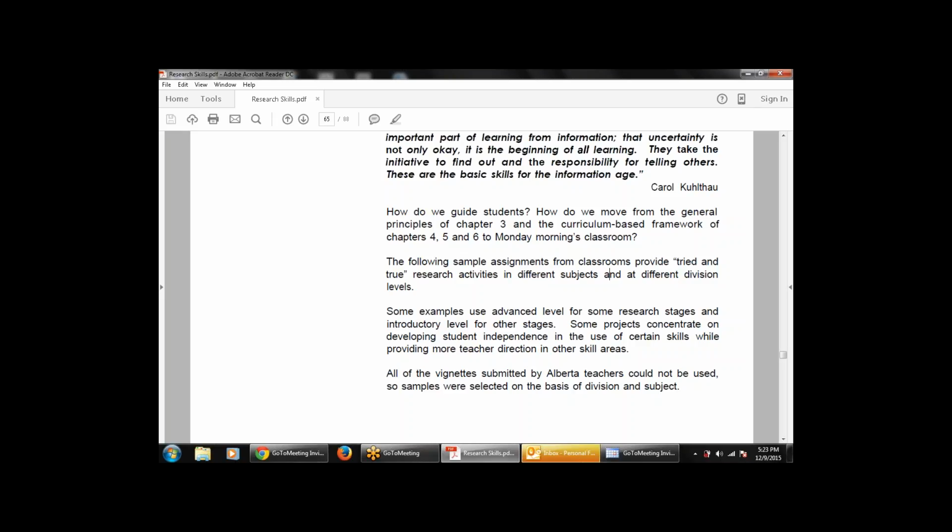Some projects concentrate on developing students' independence in the use of the skills while providing more teacher direction in other skill areas. Whatever the skill area, they are providing the advanced level for some research stages and the introductory level for the other stages.